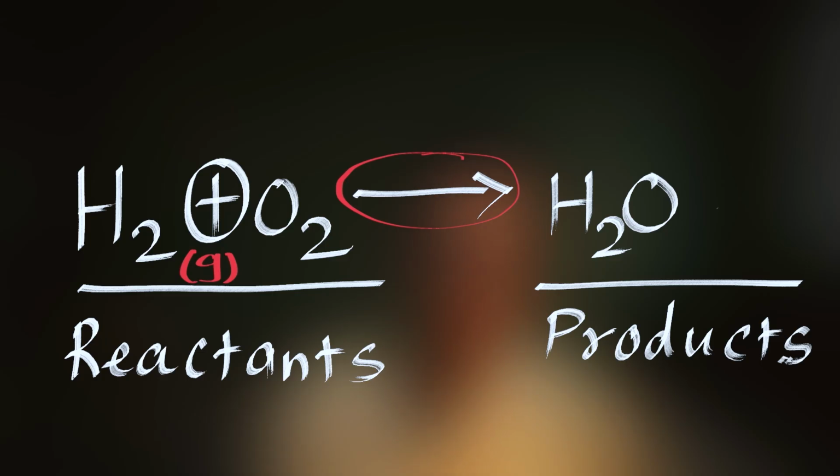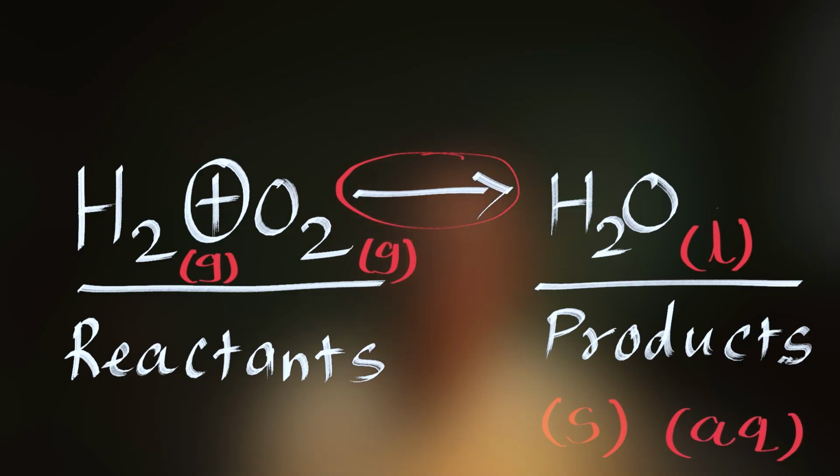So into brackets, I can write G. Oxygen is also used in gaseous form, so I'll write G into brackets. We get water in liquid form, so I'll write L. If you get a reactant or product in solid form, you can simply write S into the brackets after the reactant or the product. If it is dissolved in water and used, we write aqueous, which is AQ in the brackets. So these are physical states of the reactants and products that we include in a chemical equation.